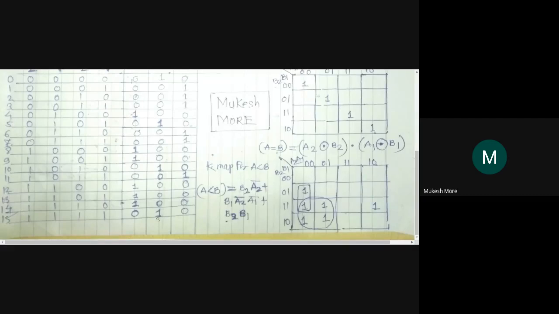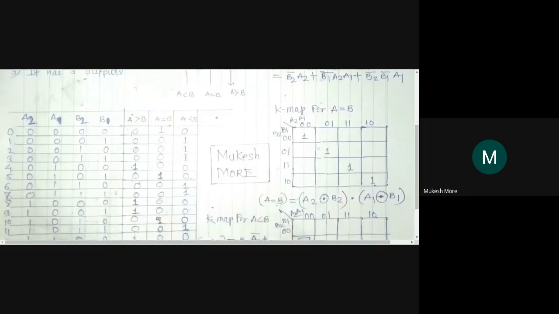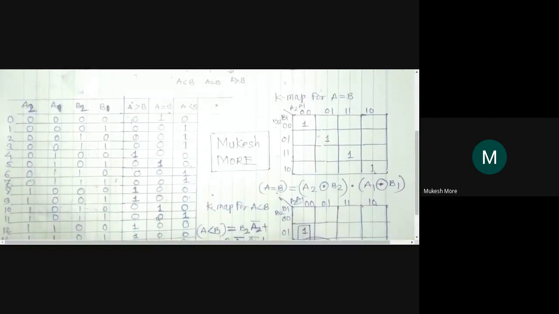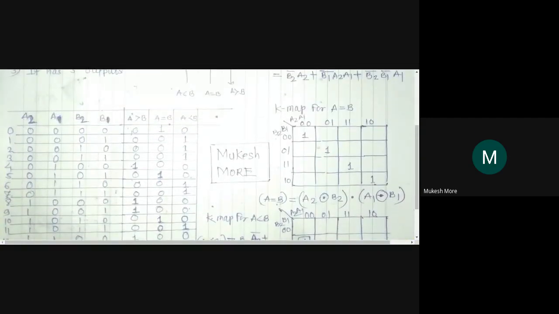In the GATE 2014, they have asked questions in 2-bit comparator. How many greater values for A? Okay, so they have given the options 2, 4, 6, 8. Okay, how many greater values of A?